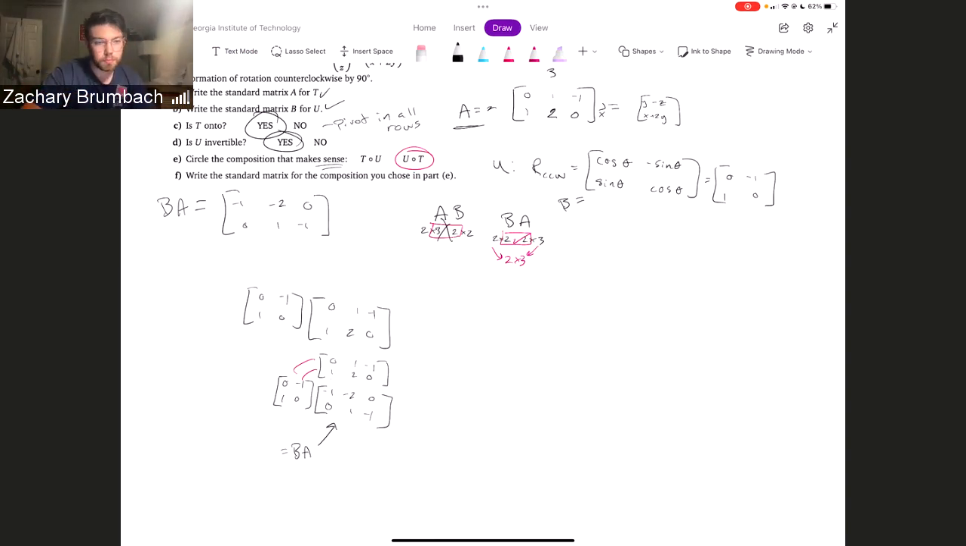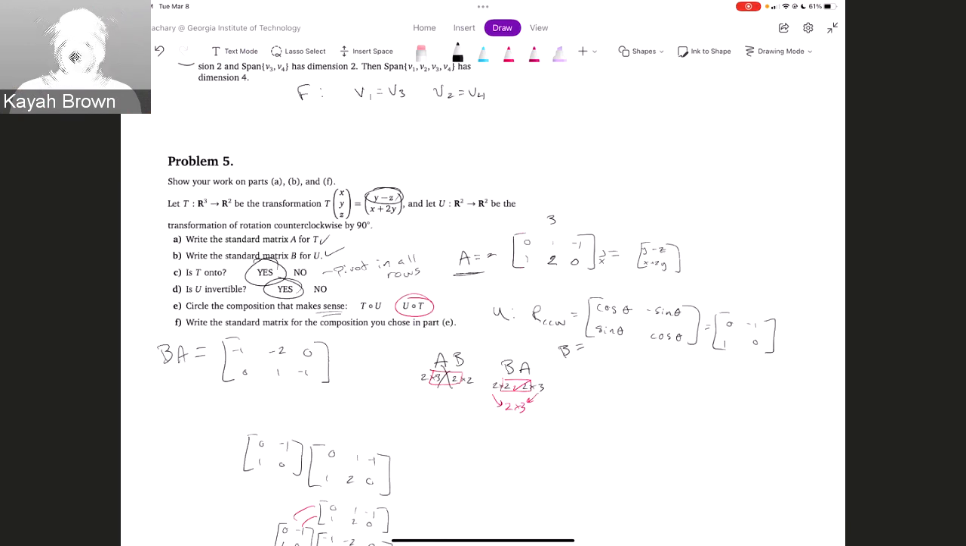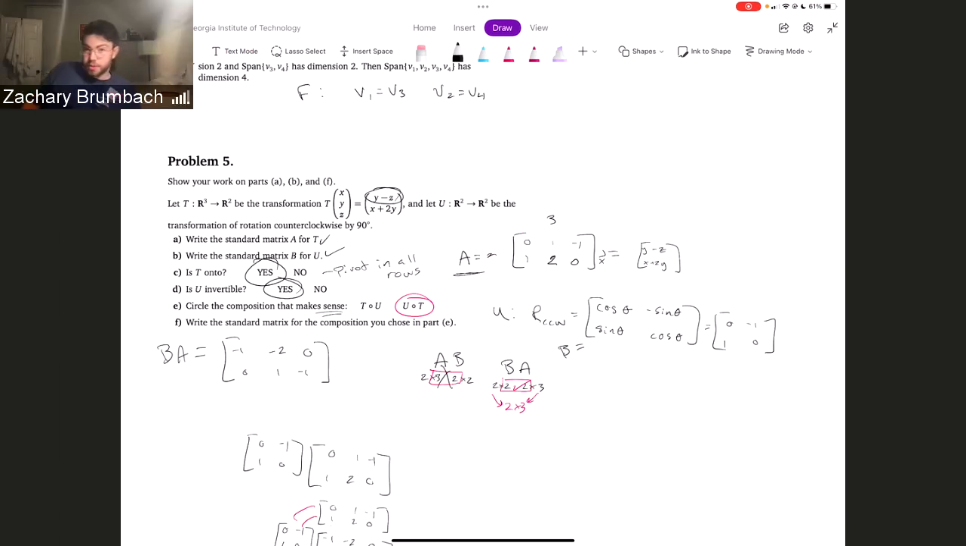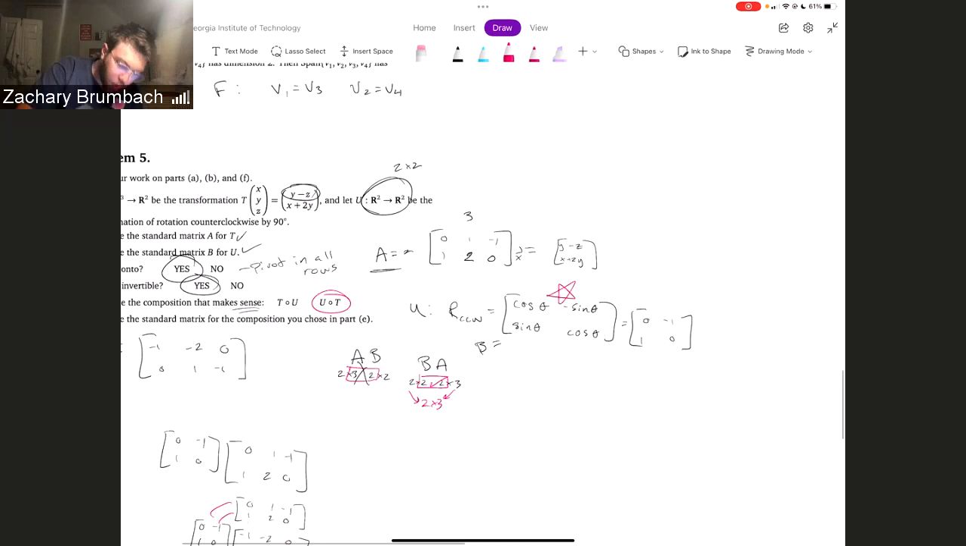Any questions on that one? Yeah, I have a question. So for part B, how does that work? So we're writing a standard matrix for U, but U is our counterclockwise rotation, going from R2 to R2, so it's a 2 by 2 matrix. For rotation matrices, you can always use this formula here. The only thing is, if it's clockwise, think if we're here, we're going counterclockwise, and if we're going here, we're going negative counterclockwise. So if it's clockwise, it's a negative angle, so you just plug in a negative and go from there.